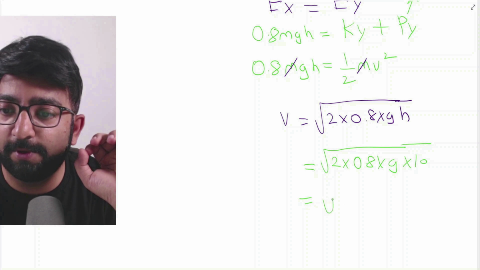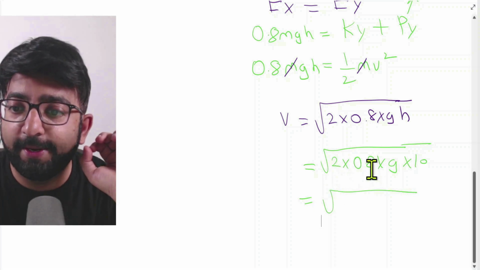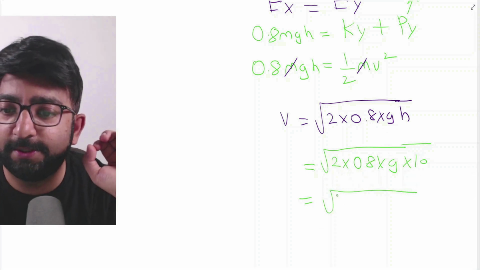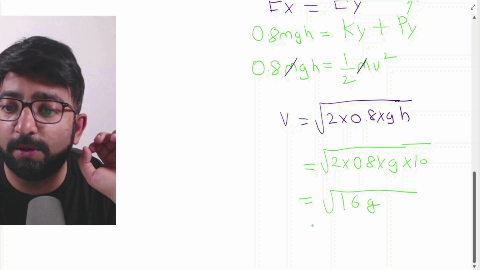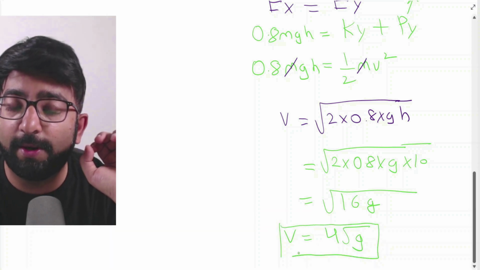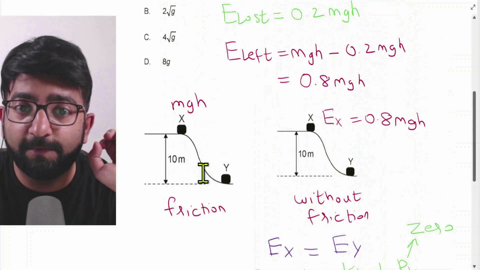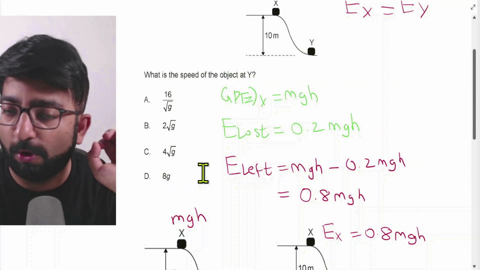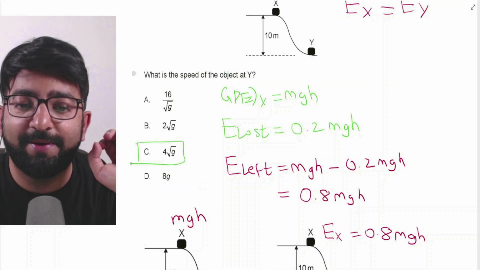And let's simplify this further. So 2 into 0.8 into 10 will come out as 16. So we'll have a 16g under the root, and this can be simplified to 4 root g. And that is the speed of the object at the point y. And let's go back to the options. 4 root g exists in option C, which is the correct answer.